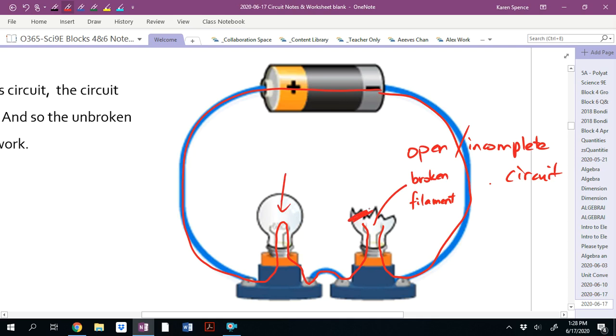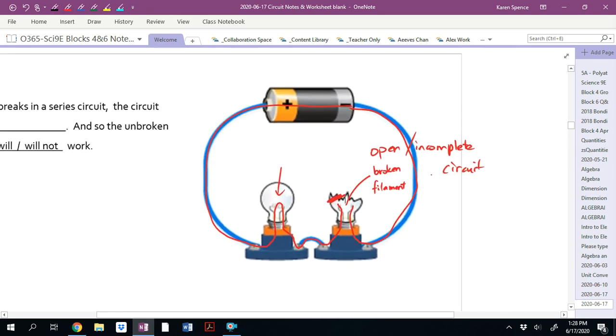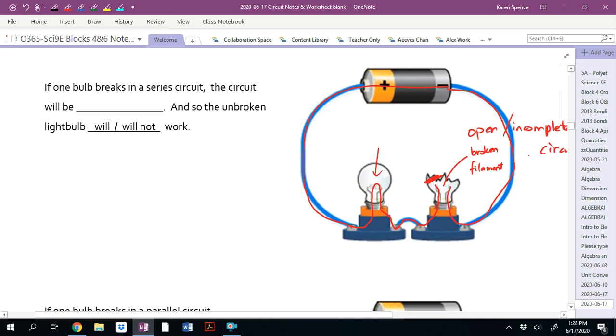It's kind of like if you had bumper to bumper traffic all the way around this circuit, and the bridge was down and you couldn't go around the circle. Well, everyone would just be bumper to bumper and no one would move anywhere because there's a bridge that you can't cross. So, if one bulb breaks in a series circuit, the circuit will be open or incomplete. And so the unbroken light bulb will not work. It won't glow.